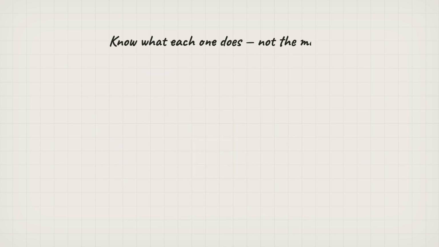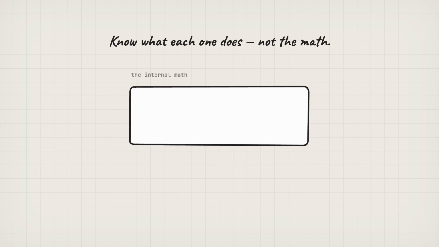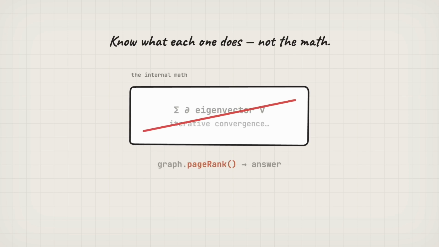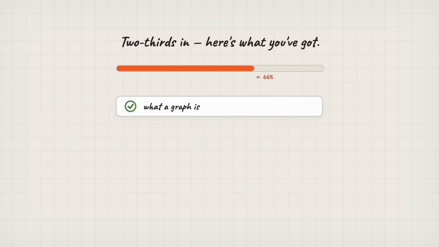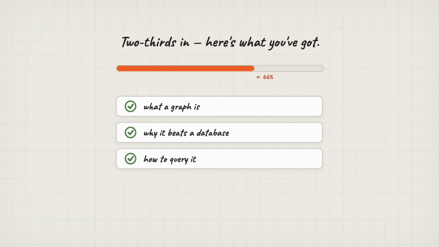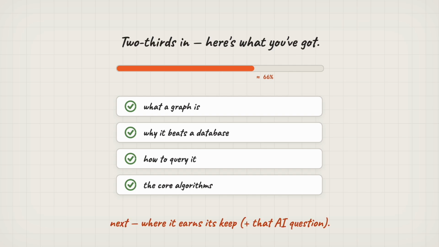And notice, I told you what each one does, not the heavy math inside it. That's on purpose. As a beginner, knowing what to reach for is the skill. The internal math, that's a rabbit hole for later. And honestly, the library does it for you anyway. Alright, we are about two-thirds in. You now understand what a graph is, why it beats a normal database on connections, how to query it, and the core algorithms. So, let me show you where all of this is actually earning its keep in the real world, including that AI question I promised you.